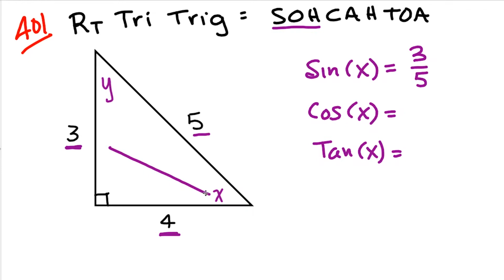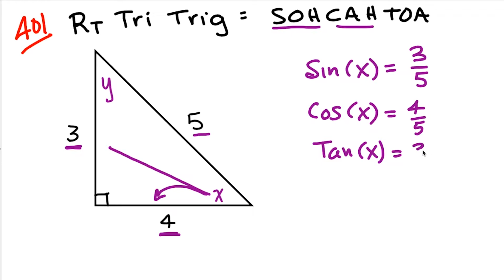The cosine of x deals with the side that is adjacent to the x and the hypotenuse, and that's going to be 4 over 5. So SOHCAHTOA, TOA is tangent, opposite over adjacent, which is 3 over 4.